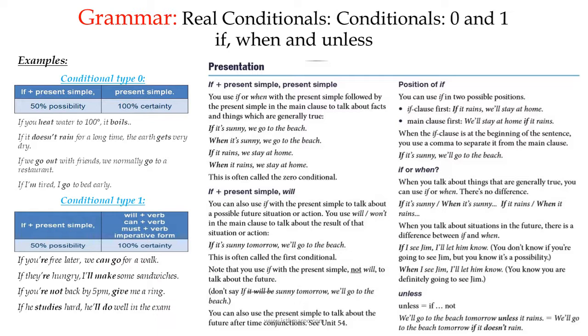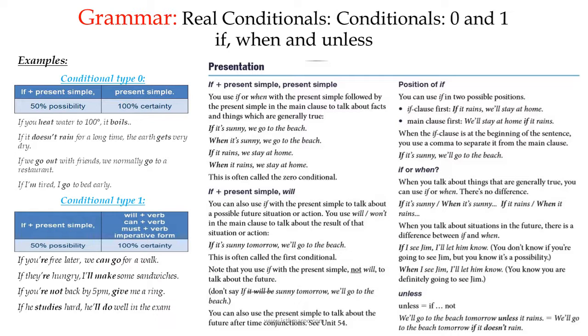Conditional type 0, okay, the form or the rule is if plus present simple, comma, plus present simple. 50% possibility, 100% certainty. If you heat water to 100 degrees Celsius, it boils. So this is a fact. If you heat, this is present simple, it boils, this is also present simple. So we use conditional type 0 to speak about facts.